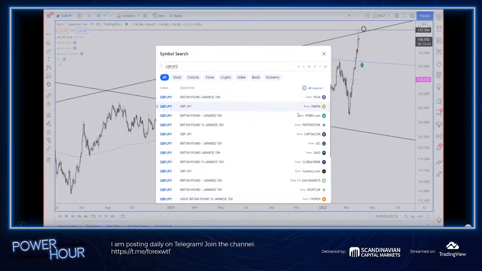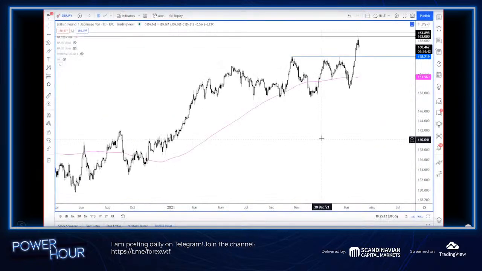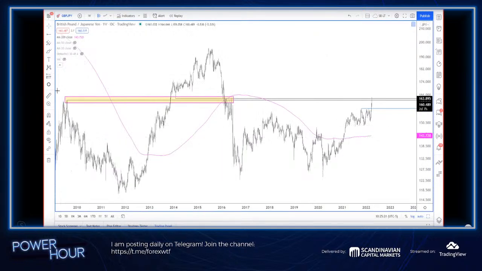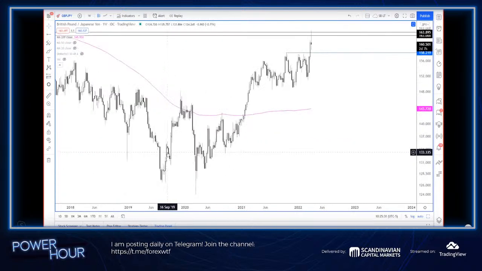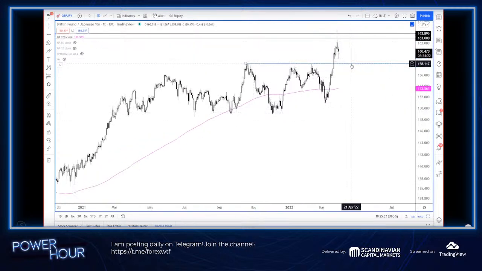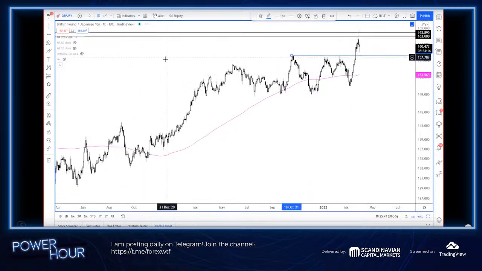Pound yen. Again, weekly chart. See all the levels up here that go back many years. And we took that out, right? Tagged it. This is a weekly chart, starting to look pretty ugly if we close like that. 158.20 is going to be a level to pay attention to, and we almost got there today.